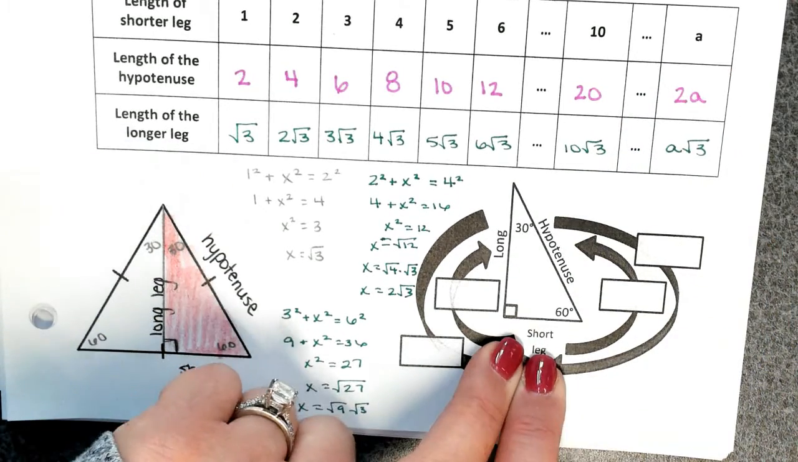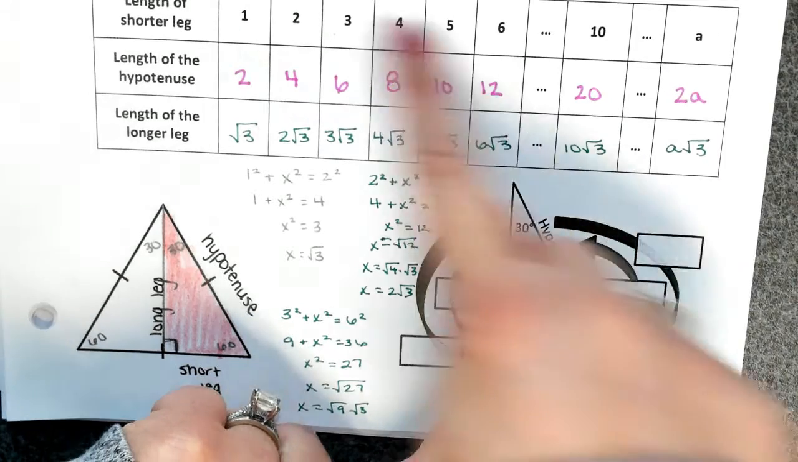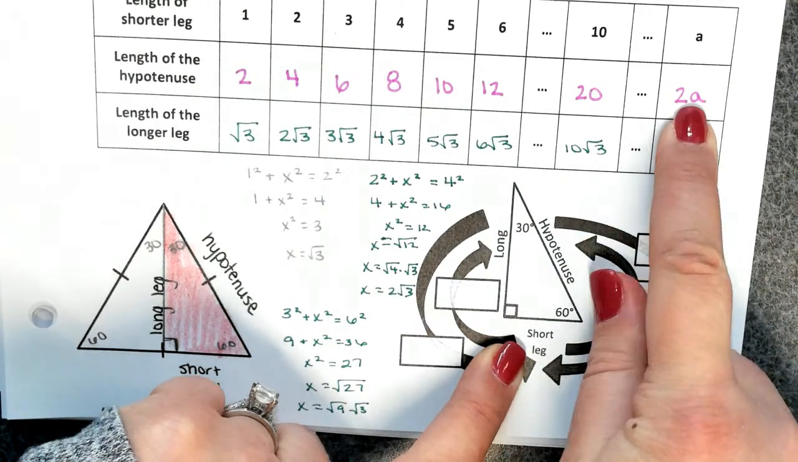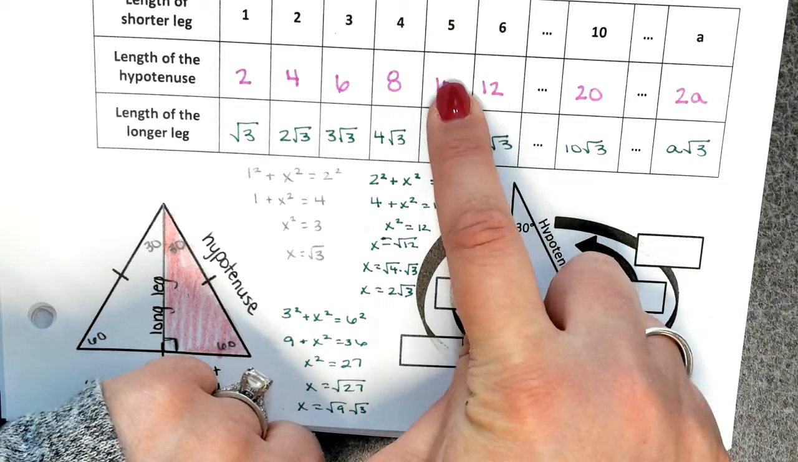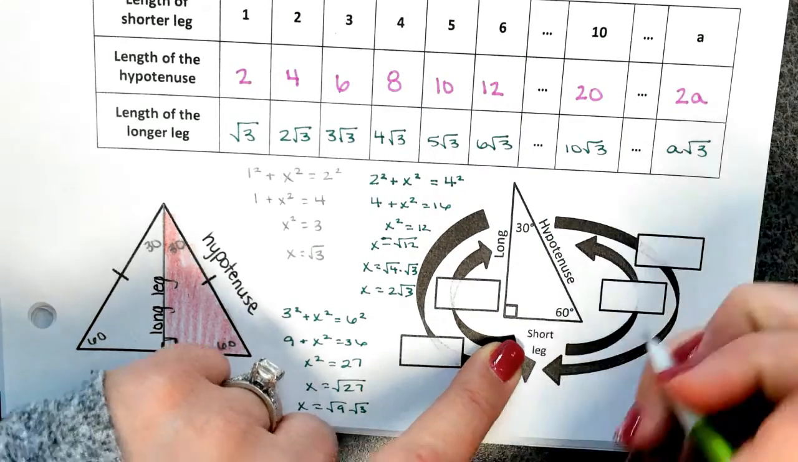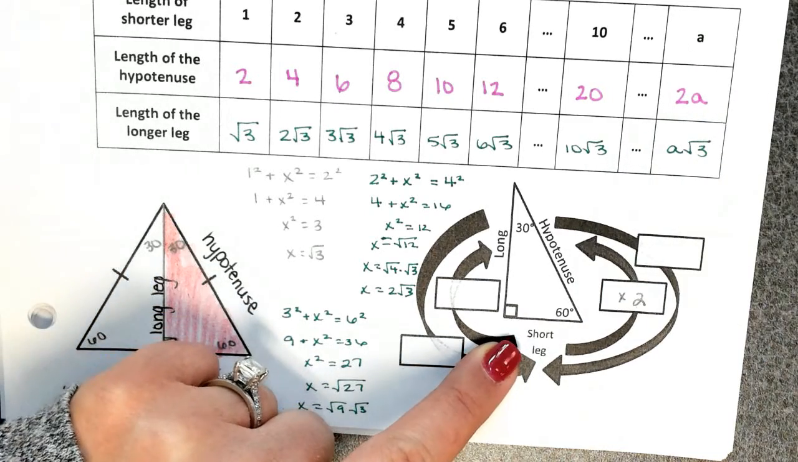So if you have the short leg and you go to the hypotenuse, what operation are you doing from the short leg to the hypotenuse? Multiplying by 2. So from the short leg to the hypotenuse, you multiply by 2.